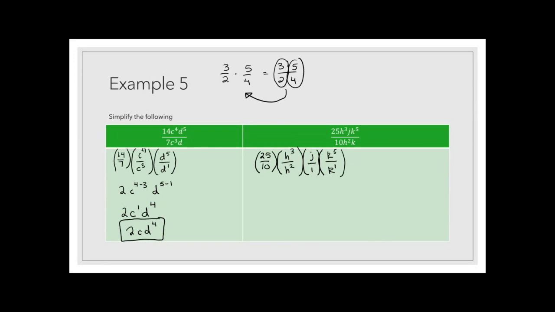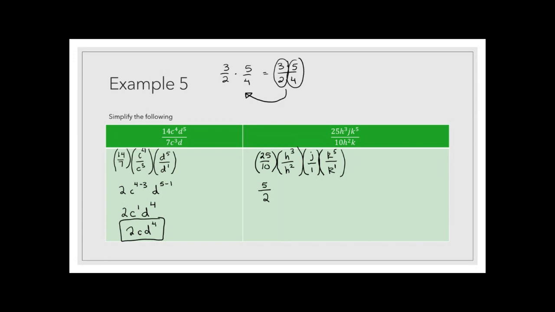So 25 over 10, if you divide that, you get a decimal. So we're not going to write it as a decimal, we're going to write it as a fraction, and we're going to reduce that fraction. So I can divide 5 out of the 25 and the 10. 25 divided by 5 gives me 5. 10 divided by 5 gives me 2. So that reduces to 5 over 2.